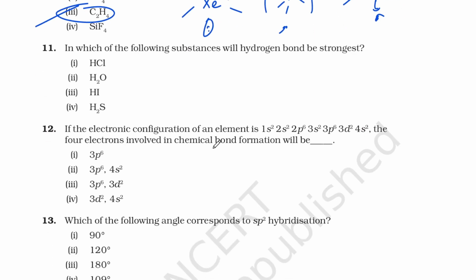Which of the following substances will have the strongest hydrogen bond? पानी. क्यों? Boiling point सबसे ज़्यादा है इसका. HCl तो गैस है, H2S भी गैस है, HI liquid है कि गैस है? I don't recall, but either way, H2O is the highest.